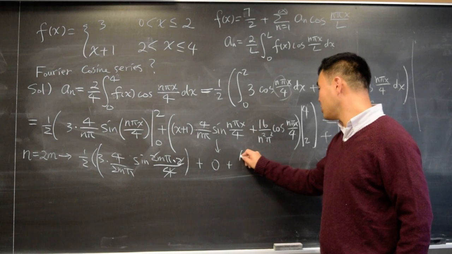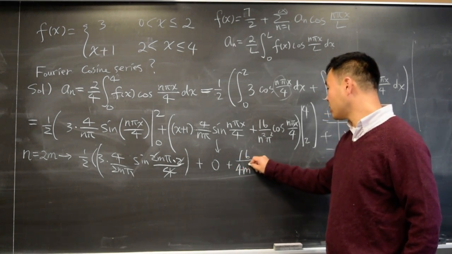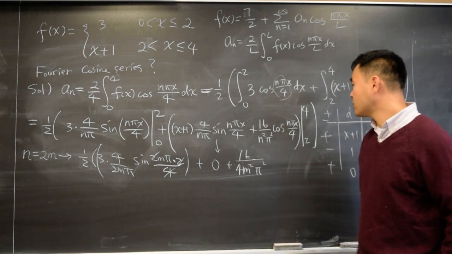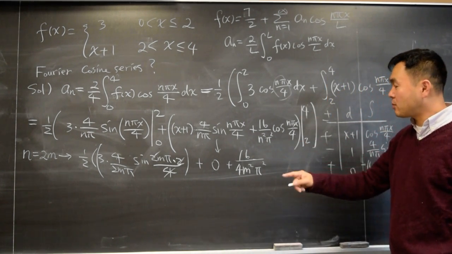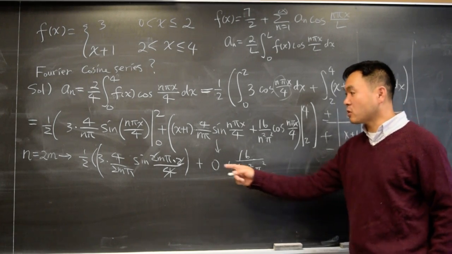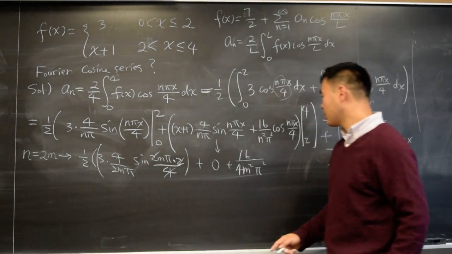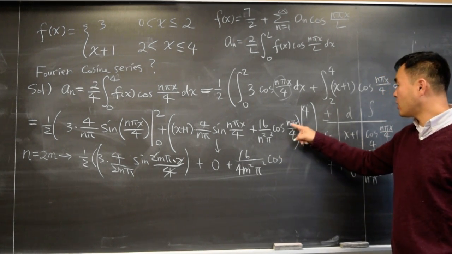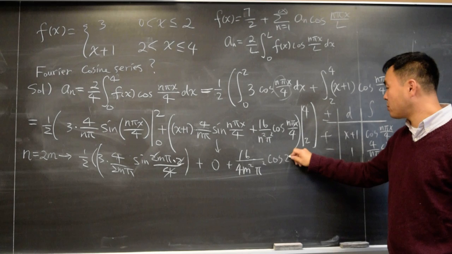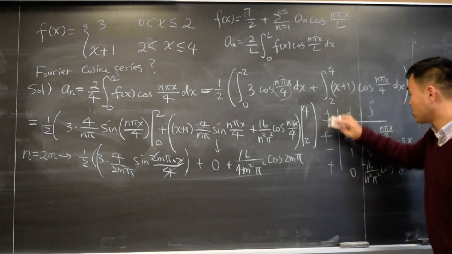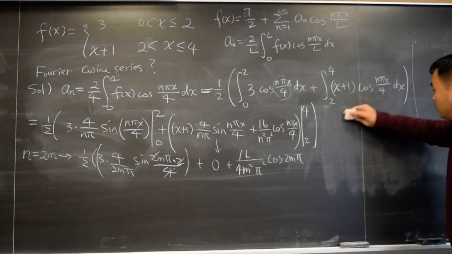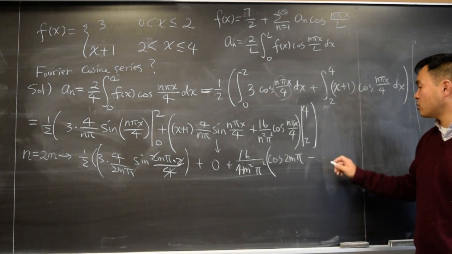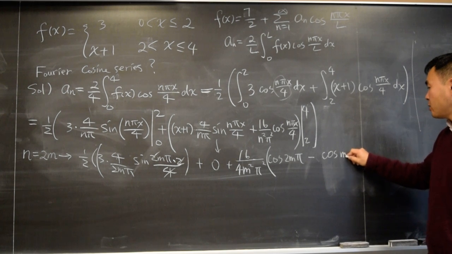This is 16 over 4m squared pi squared. Right, because if n is 2m, n squared is 4m squared. That's where the 4 comes from. 2 squared is 4, right? Okay, and then cosine of, when you plug in 4, you get 2m pi. Let me erase this one. And then minus, when you plug in 2, you're just going to get cosine m pi.